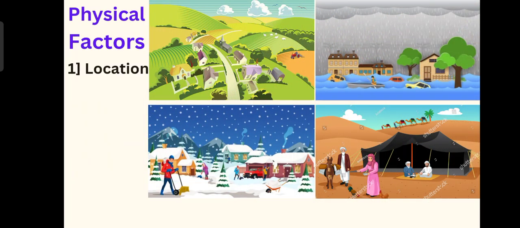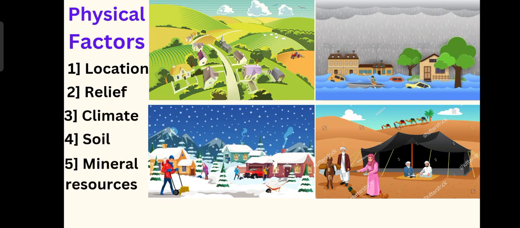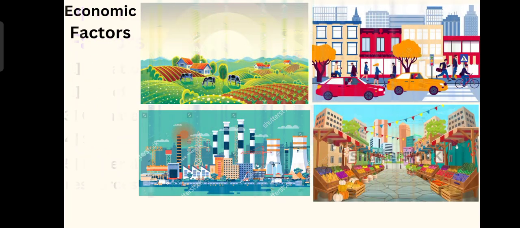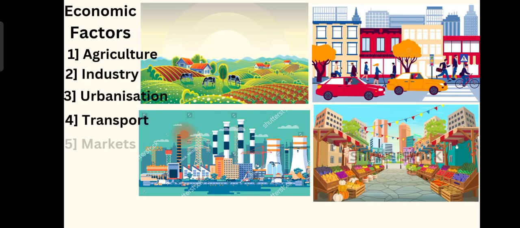So the first one is the physical factor. In physical factors there are various parts such as the location, relief, climate, soil and mineral resources. So all this contributes towards how the population is changed or affected, but only physically the changes or the distribution takes place in a particular place. Okay, students? Okay, ma'am. Now the second one is the economic factors. Here various factors such as agriculture, industry, urbanization, transport and markets. For example, anything which is related to the economy of a particular place due to which the population is affected or can survive is nothing but the economic factors.